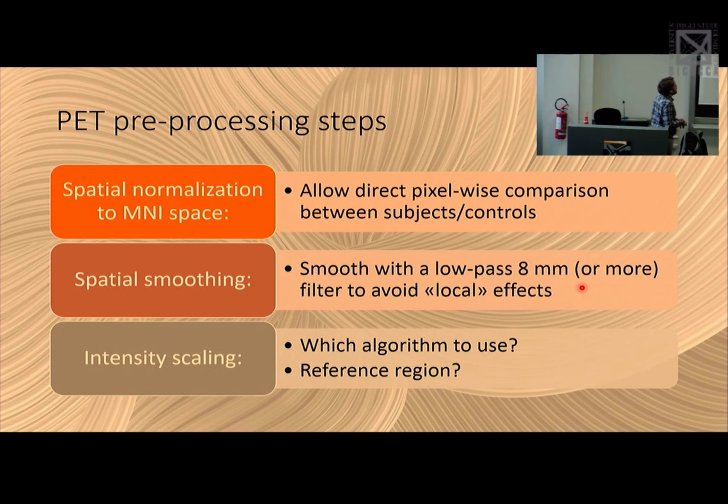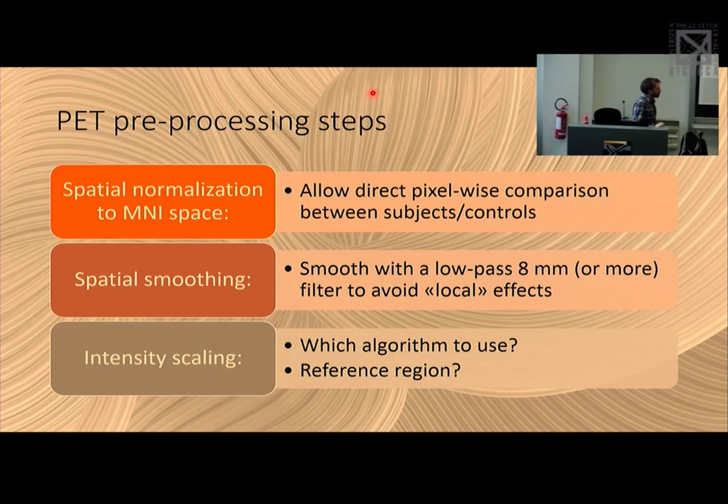Now, to do the analysis that I've introduced you in PET, starting from images that are coming to the scanner, you need to perform a spatial normalization to this MNI space, then the spatial smoothing, and then you get an image in kilobecquerels per unit of volume. You need to bring all the images, which we said is not meaningful, to the same kind of intensity value.